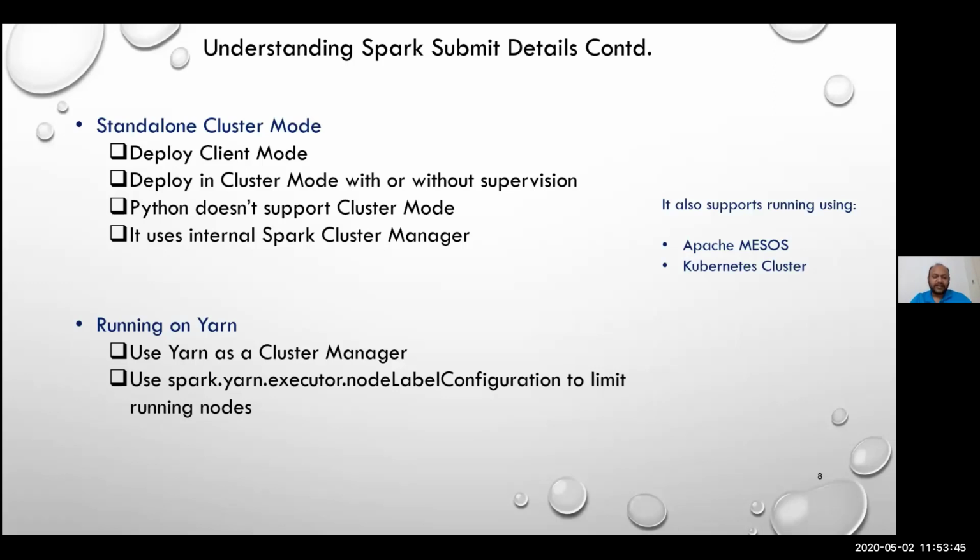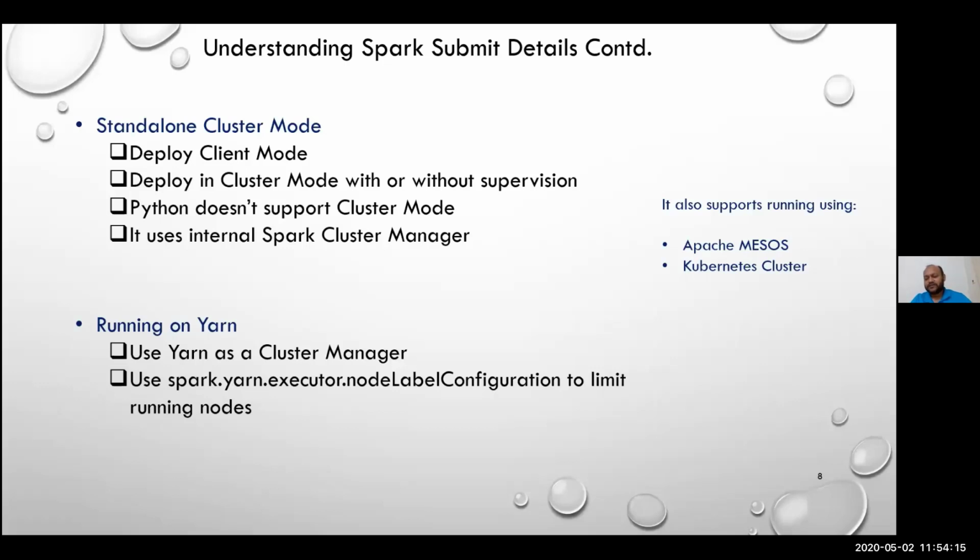So in that case, there is one node-level configuration, spark.yarn.executor, through which we can configure which Yarn nodes we would like to use during the Spark execution. That is also possible. We can use a subset of our nodes while we are running jobs on top of Yarn.